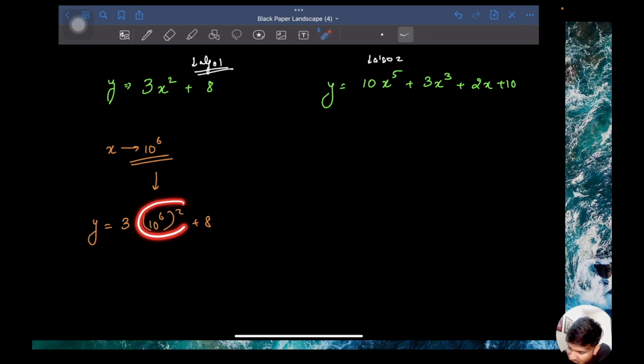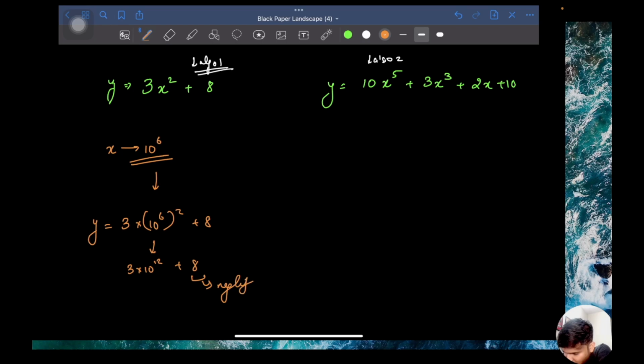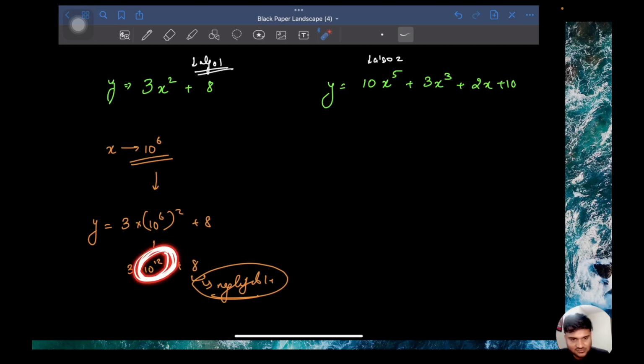10 raised to the power 6 squared plus 8, this is negligible, right? This is going to be 10 raised to the power 12. 3 into 10 raised to the power 12 plus 8. This is negligible. Just think about it. If your computer has to execute 10 raised to the power 12 instructions, and it can execute that efficiently, I don't think executing 8 more instructions is of any concern to the computer, right?